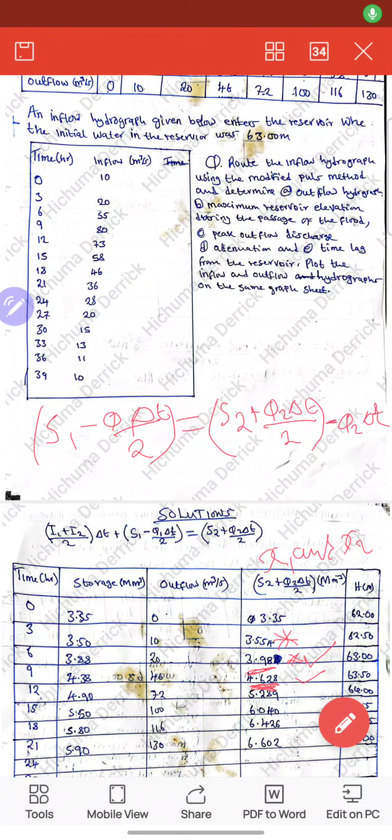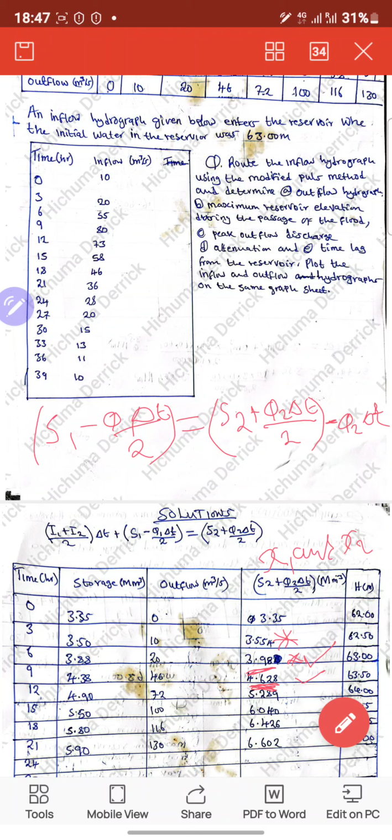So part 2 of where we are solving. Now I said, if you remember, for part B, where it says maximum reservoir elevation during the passage of the flood.